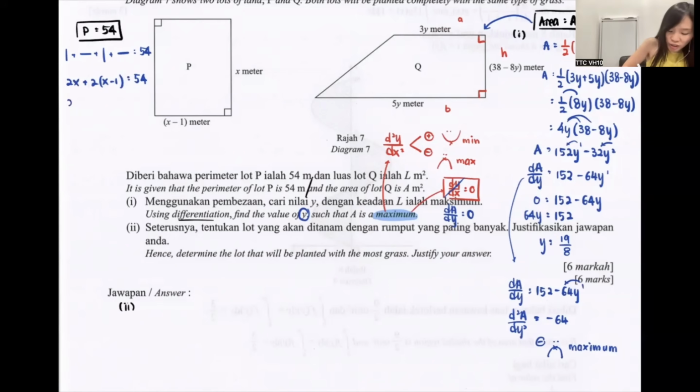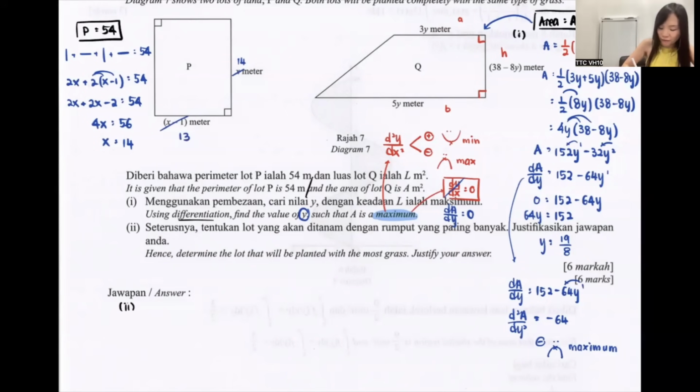Make sense? So isn't it this one 2x? 2 times x, isn't it 2x? 2 times negative 1, isn't it negative 2? Equals to 54. So 4x is equivalent to 56. So x will be 56 divided by 4. Are you guys getting it? The x value is actually 14. So this one is 14. This one, 14 minus 1, isn't it 13?